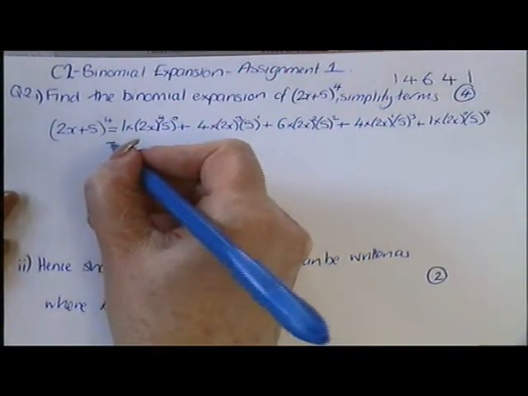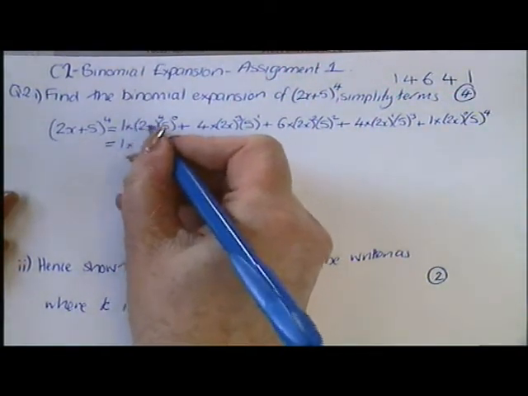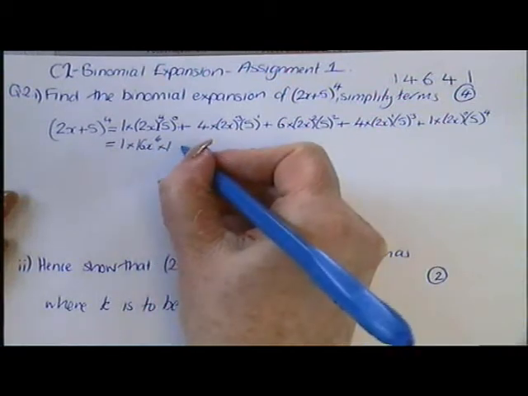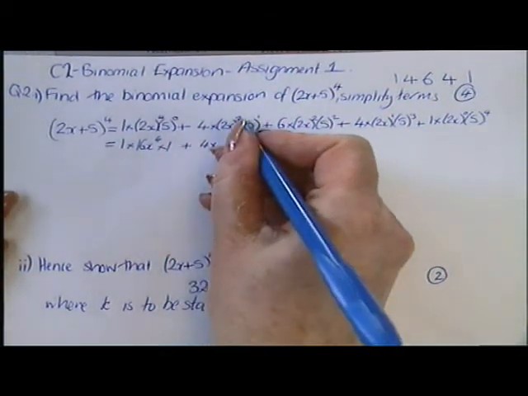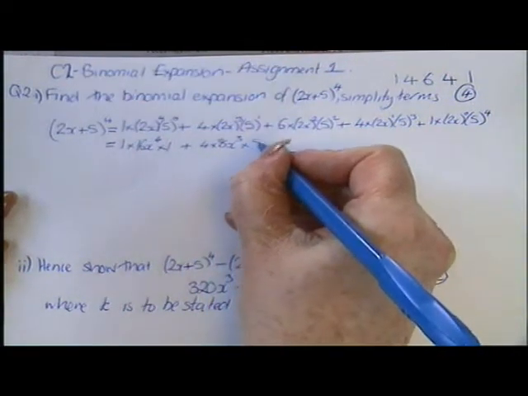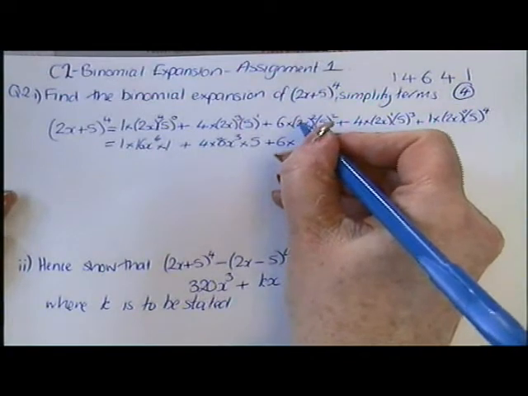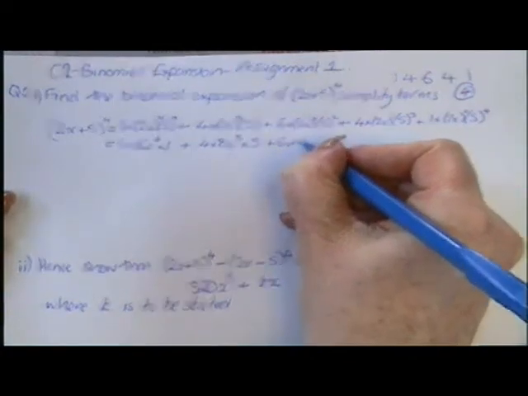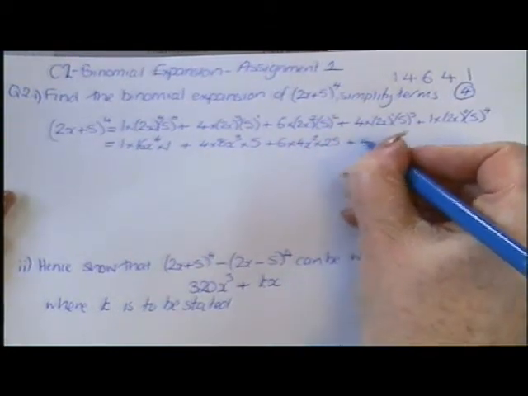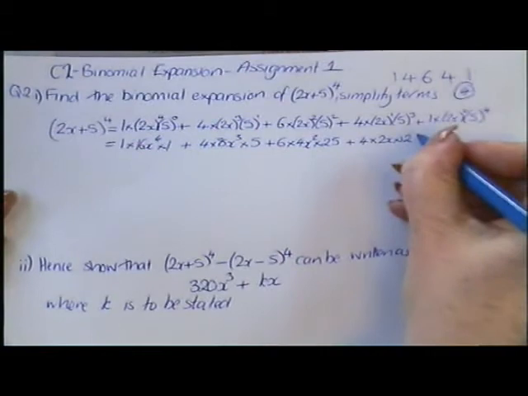We need to tidy it up a little bit. So we've got 1 times, we need to raise the whole of the 2x to the power of 4, so 2, 4, 8, 16x to the 4, and 5 to the 0 is 1. Add 4 times 2 cubed and x cubed, so 2 cubed is 8, x cubed times 5 to the power of 1, which is just 5. Add 6 times, we're squaring everything in the bracket, so 2 squared and the x squared, which is 4x squared. We need to square the 5, times 25. Add 4 times 2x to the power of 1 is 2x, and 5 cubed is 125.